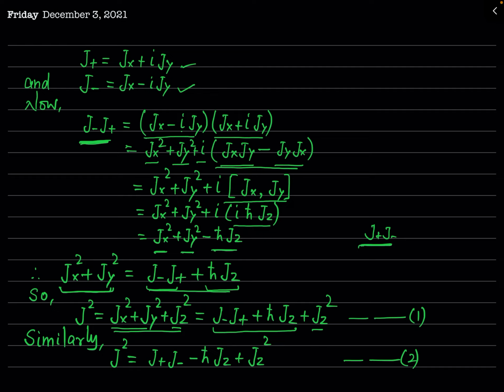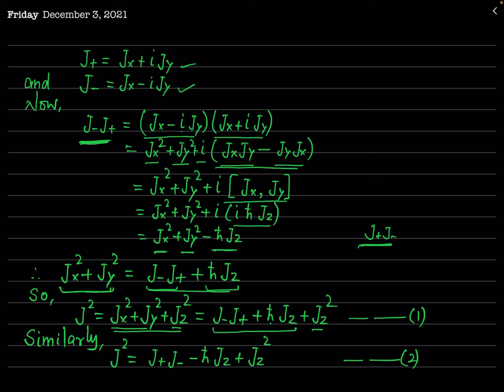Simply here there will be just the reverse operators, j plus j minus in the first term, and the second term will be actually minus here, and jz square will remain same. So in this way we have obtained the j square operator in terms of the lowering operator and the raising operator, and also in terms of jz.